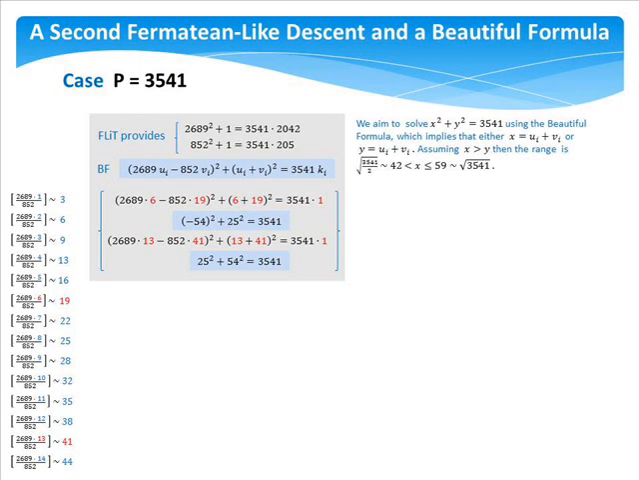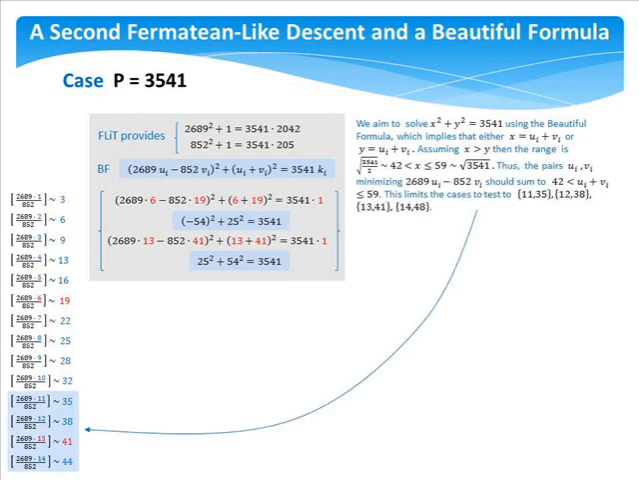And the lower limit of the range is when x and y are almost the same. That is the scenario when 2 times x squared would be equal to 3,541. So the lower limit is the square root of half the value of 3,541, which is 42. This limits the cases to test to only 4 pairs: 11 and 35, 12 and 38, 13 and 41, and 14 and 48.